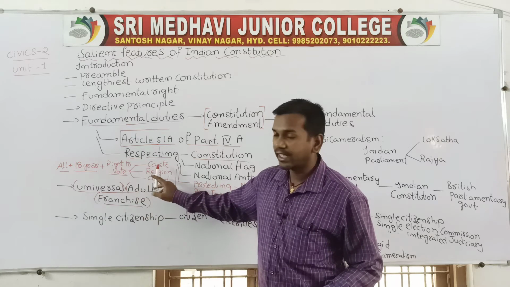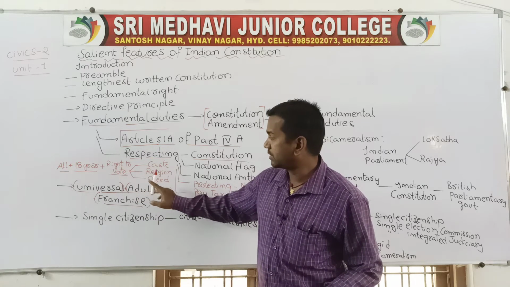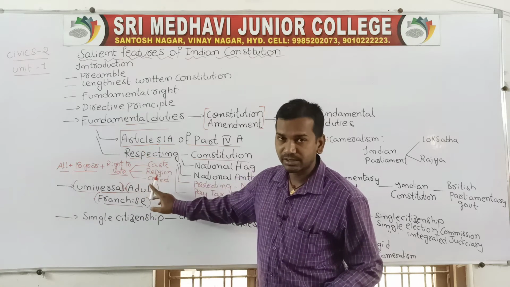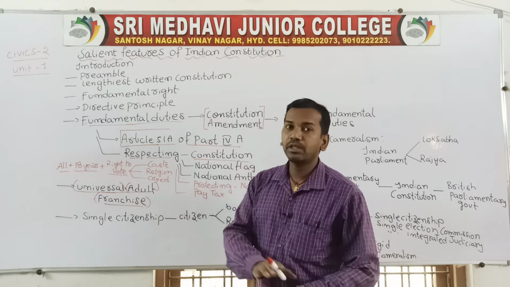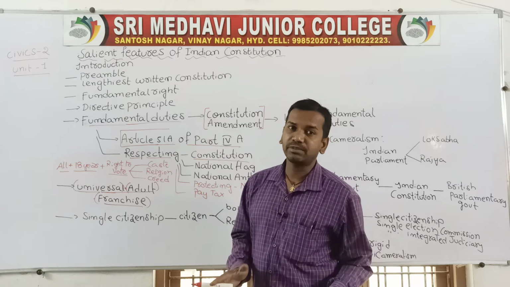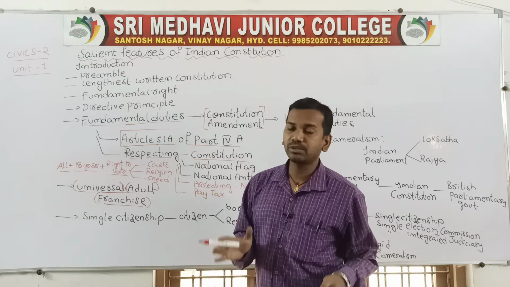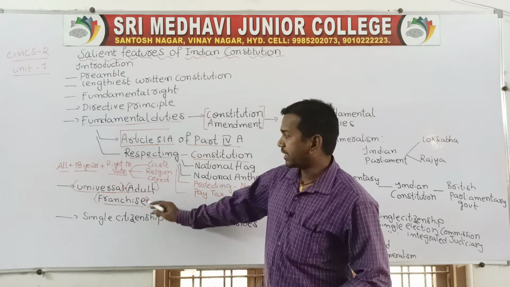Either they belong to any caste, follow any religion, any customs, any traditions, any creed, whatever it might be, all the citizens were considered as equal. So that is called universal adult franchise. So right to vote is important.